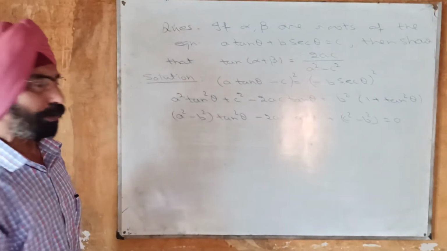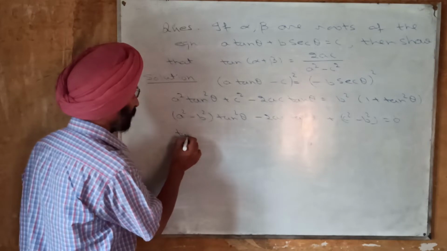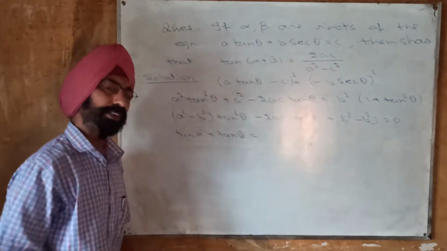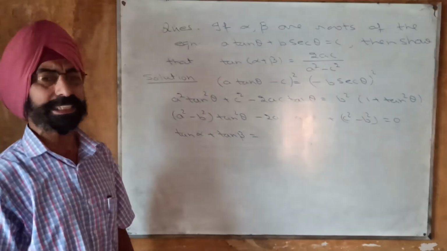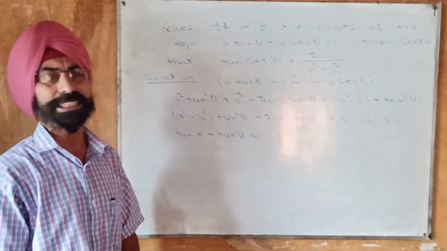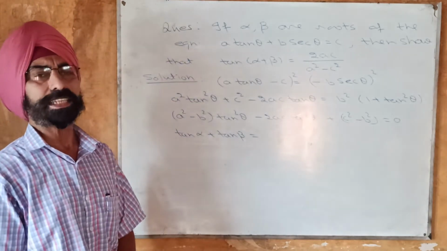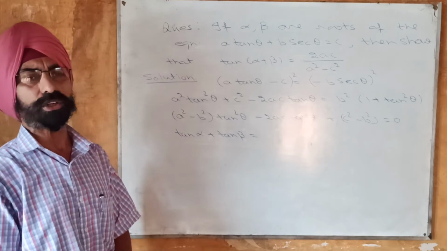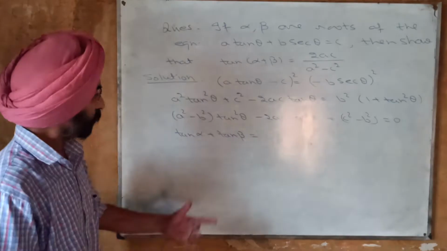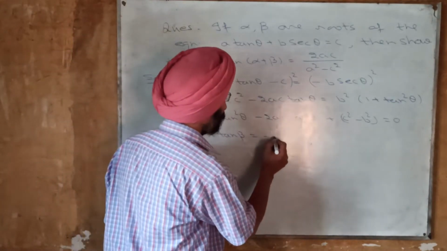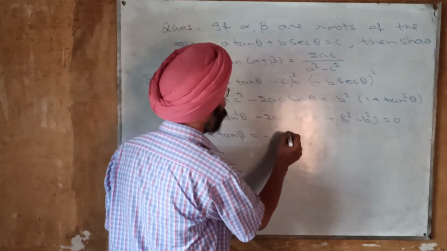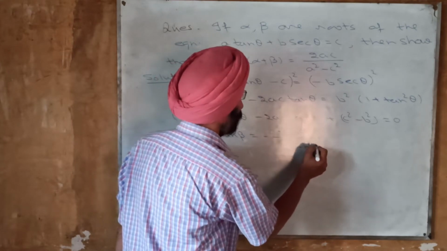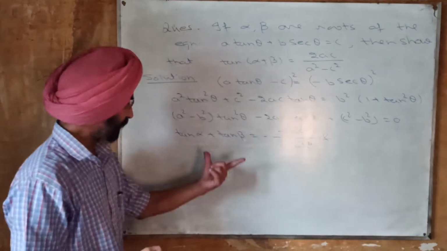So what will be the sum of the roots? Sum of the roots, that means tan alpha plus tan beta. We know that if a quadratic equation ax square plus bx plus c is equal to 0, then the sum of the roots is equal to minus b upon a, that means minus coefficient of x divided by coefficient of x square. So here it will become minus the coefficient of tan theta, which is minus 2ac, divided by the coefficient of tan square theta, that means a square minus b square. And this is the sum of the roots.